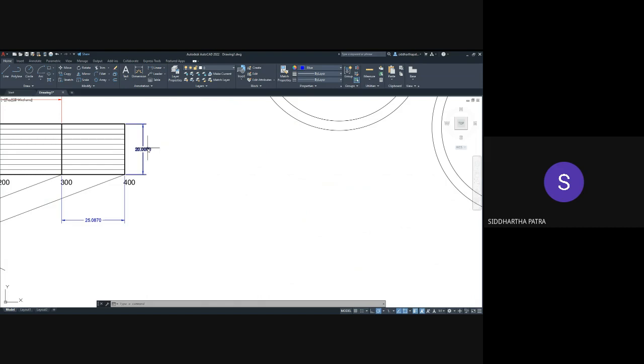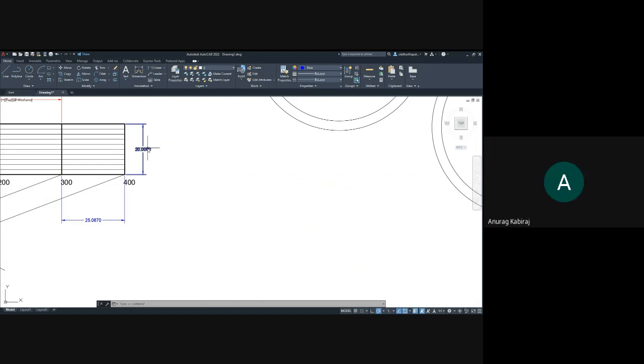Unidirectional dimensioning, where whether you are dimensioning a vertical line or a horizontal line or any oblique line, the dimension text is always horizontal. By horizontal I mean it should be in such a configuration that the person looking at it from below should be able to read it clearly. Is this understood? Yes, sir.